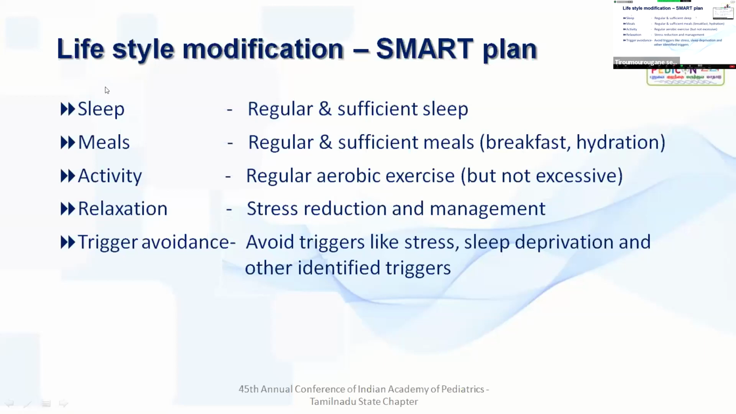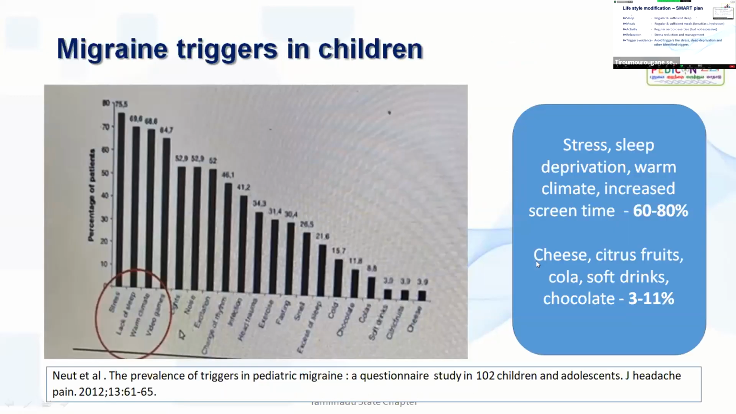Coming to the triggers, contrary to our well-known views, we used to ask the children to avoid 5-hydroxytryptamine containing agents like chocolate, cheese, and so on. But in this article, which looked at the prevalence of triggers in pediatric migraine, they found that the commonly avoided things like cheese, colas, and chocolates contribute only 10%, whereas the major chunk, 60 to 80%, is stress, sleep deprivation, and increased screen time. So this has to be insisted to the parents.